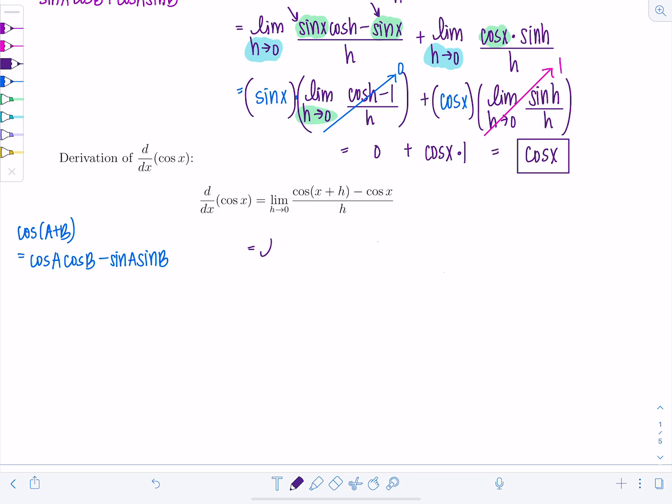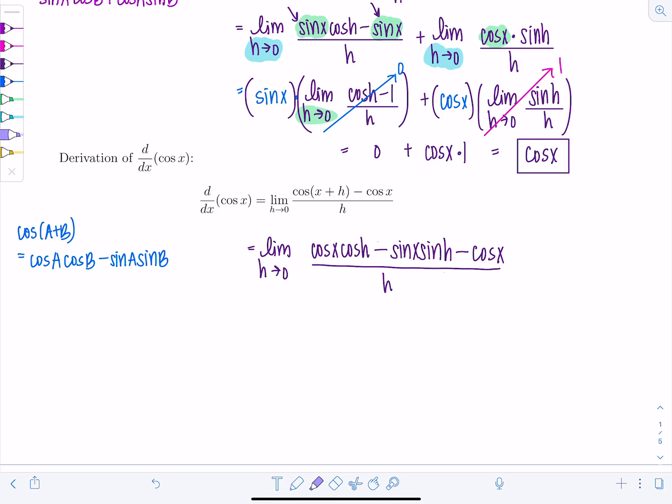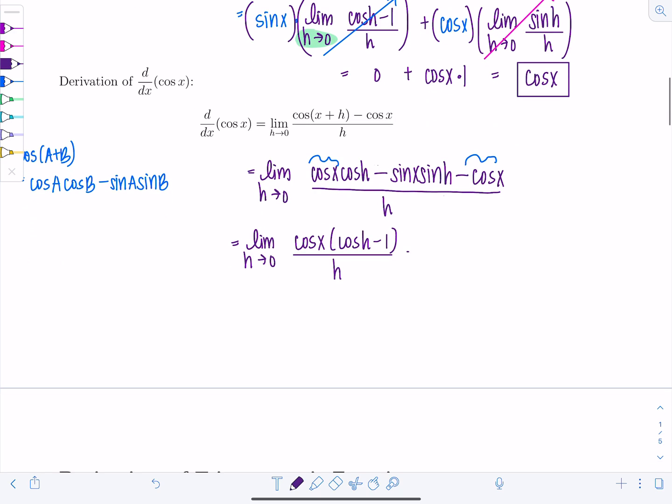Let's expand this out. So we've got the limit as h approaches 0. This will be cosine of x times cosine of h minus sine of x, sine of h, minus cosine of x all over h. And then just like last time, the terms that have cosine of x in them, I'm going to group them together. Since remember, this limit is dependent on h changing, not x. So I'm going to write this as the limit as h approaches 0. Let's factor out that cosine while we're at it. So cosine x times cosine of h minus 1 over h minus the limit as h approaches 0 of sine of x times sine of h over h.